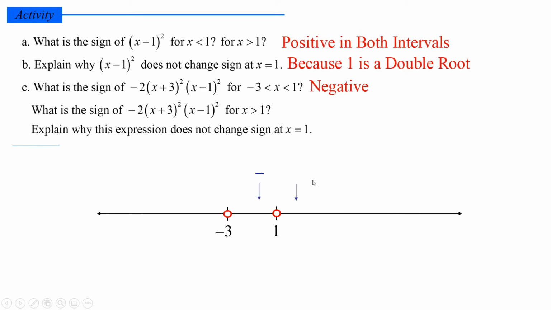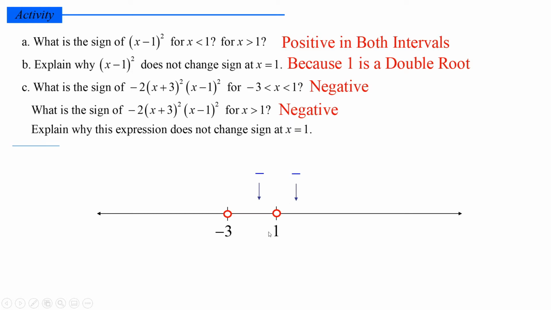So let's think about this root right here. Well, the factor is (x minus 1) squared, and that gave me the root of 1. Because that factor is being squared, it's a double root, so that means now I have to be negative on this side too. Negative there. So for x greater than 1, I am negative. Negative. Explain why this expression does not change sign at x equals 1.